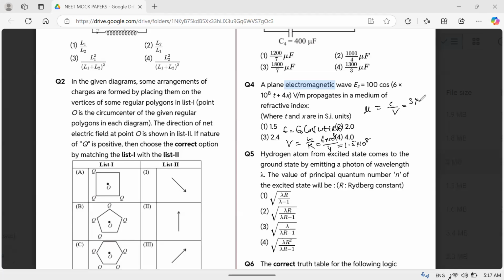Speed of light is 3 × 10^8 divided by the V value. You can calculate V by ω by k, which is 1.5 × 10^8. This cancels: 3 by 2, the 3 gets cancelled. It will be 2. So 2 will be the answer. Which option? Second one. Got it?